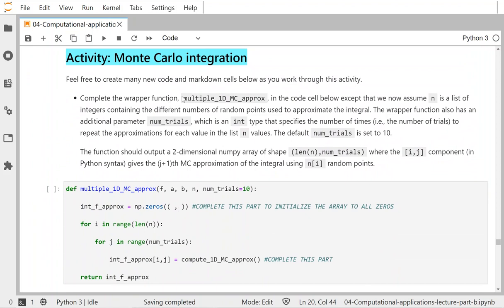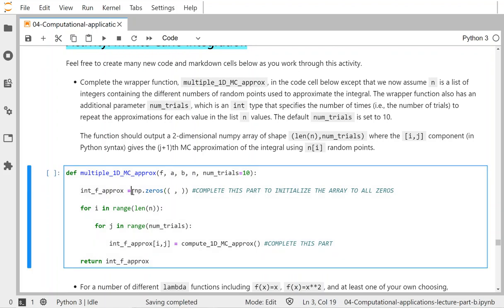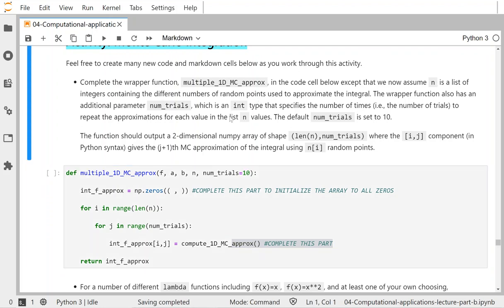So then I have an activity involving Monte Carlo integration. Again, feel free to create many new code and markdown cells as you work through it. You should complete the wrapper function that I showed. I started one, and I say you need to complete this part here and this part. And I have the instructions that in the code cell below where you want to complete this, we now assume n is a list of integers. Like before, in the previous activity with the rectangle rules, n was a list of the number of rectangles. Now n is a list containing the different numbers of random points used to approximate the integral.